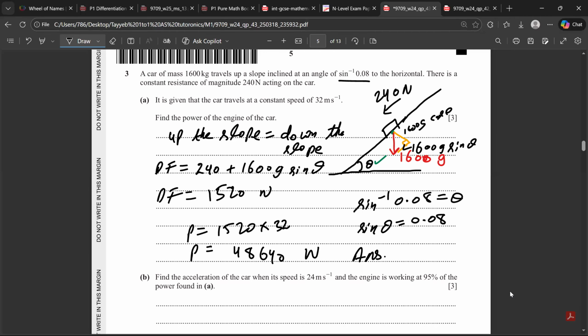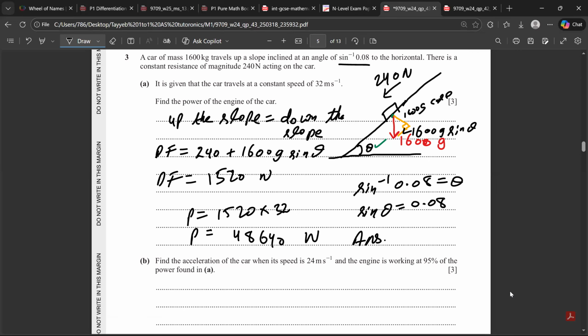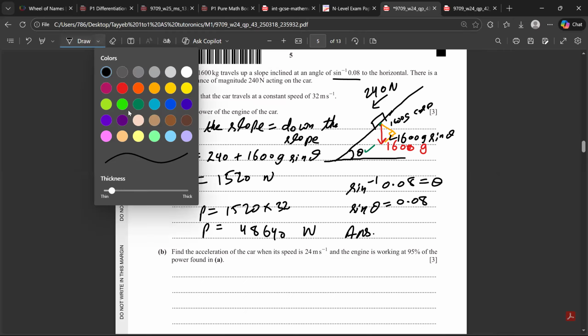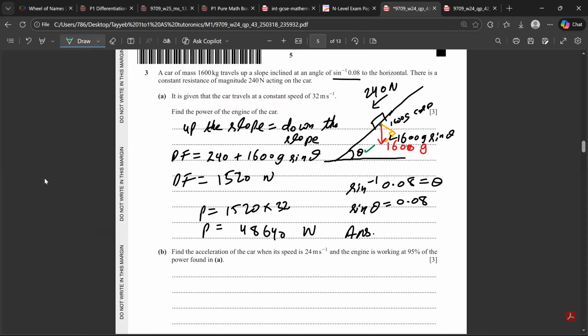Next, find the acceleration of the car. So now the driving force will be changed because the speed has changed, right? Okay, so now comes some trick here. We find the acceleration when its speed is this and the car is working at 95% of the power. Any idea? So first we have to find the 95% of the power.